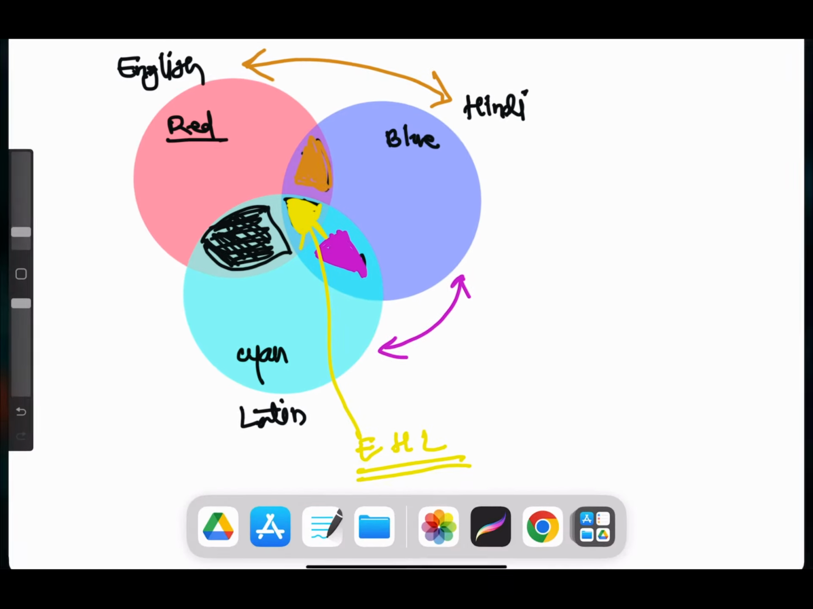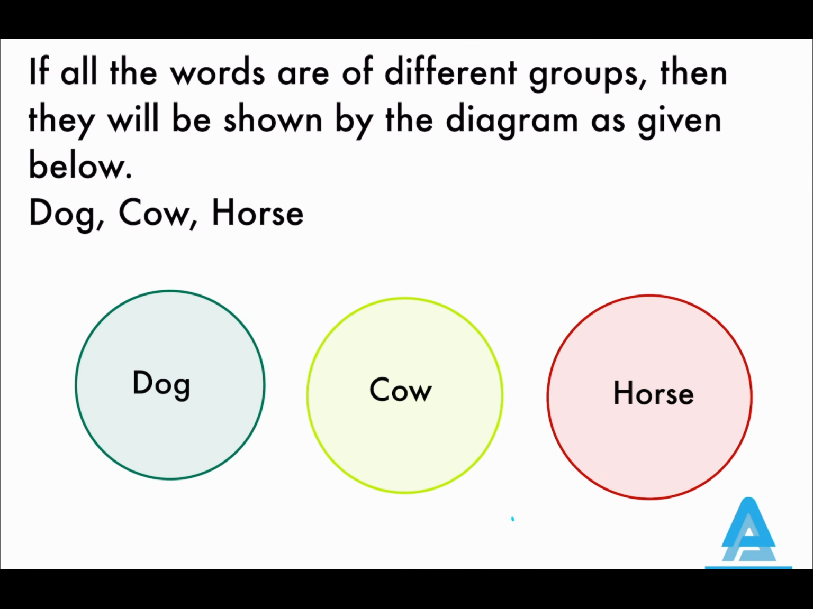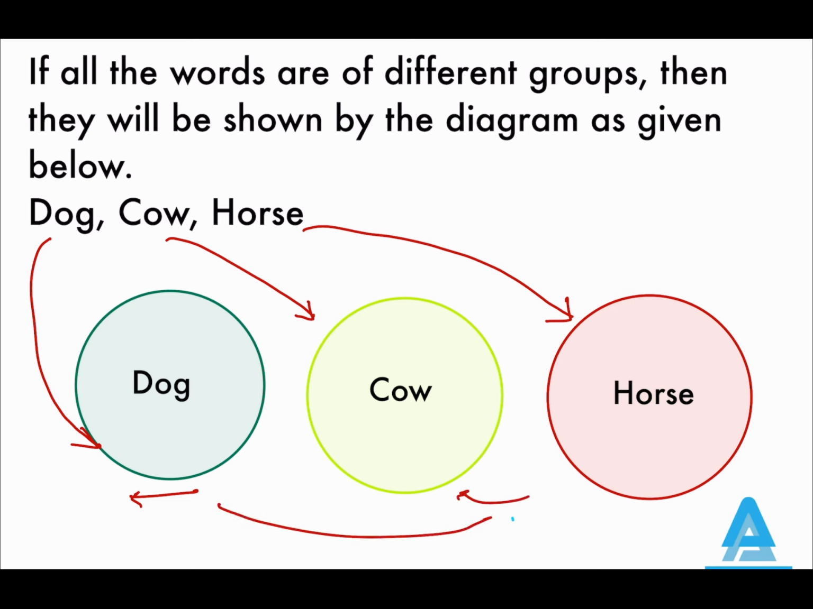Now let's go to our theory where we are going to discuss how to solve the questions. If all the words in a group are different, then they will be shown by different diagrams. Here you can say the group of dogs is totally different from the group of cows, and the group of horses is totally different from the group of cows and the group of dogs. So these groups are independent from each other.